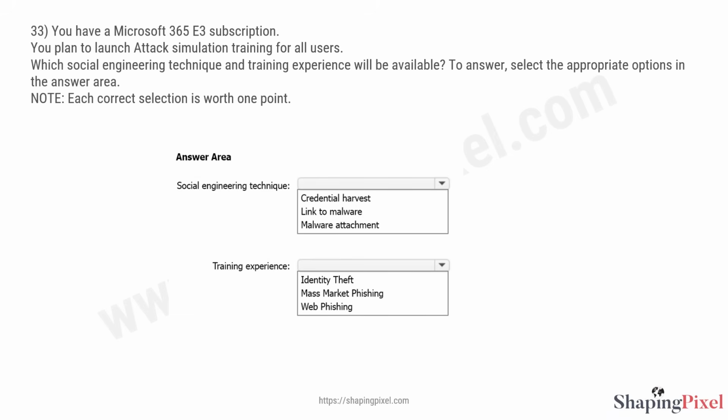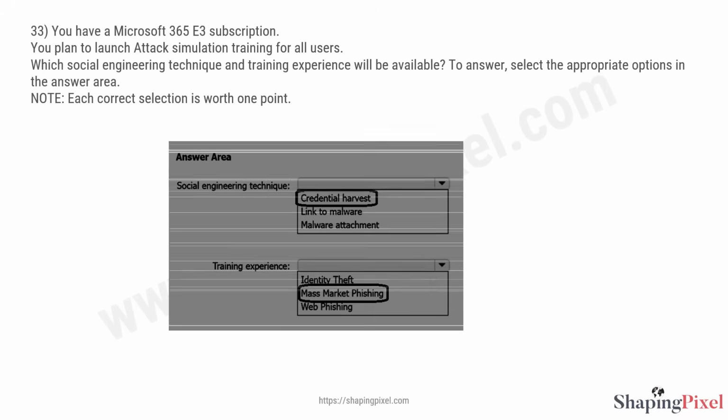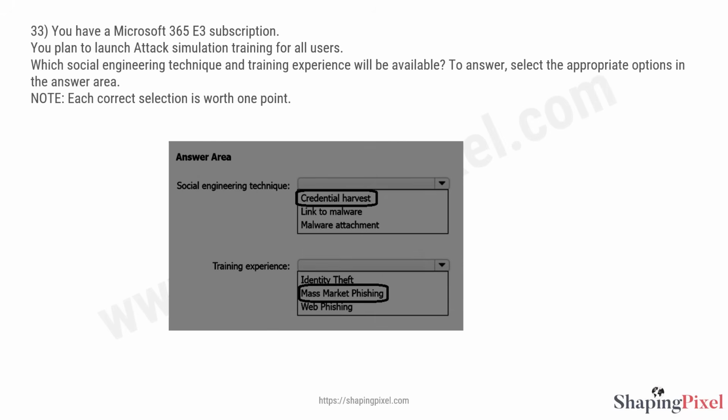So question number 33. You have a Microsoft 365 E3 subscription. You plan to launch attack simulation training for all users. Which social engineering technique and training experience will be available? To answer, select the appropriate options in the answer area. Each correct selection is worth 1 point. So for social engineering technique, we have three options, and for training experience, we have three options. So let's see, the right answer here is: for social engineering technique, credential harvest, and for training experience, mass market phishing.